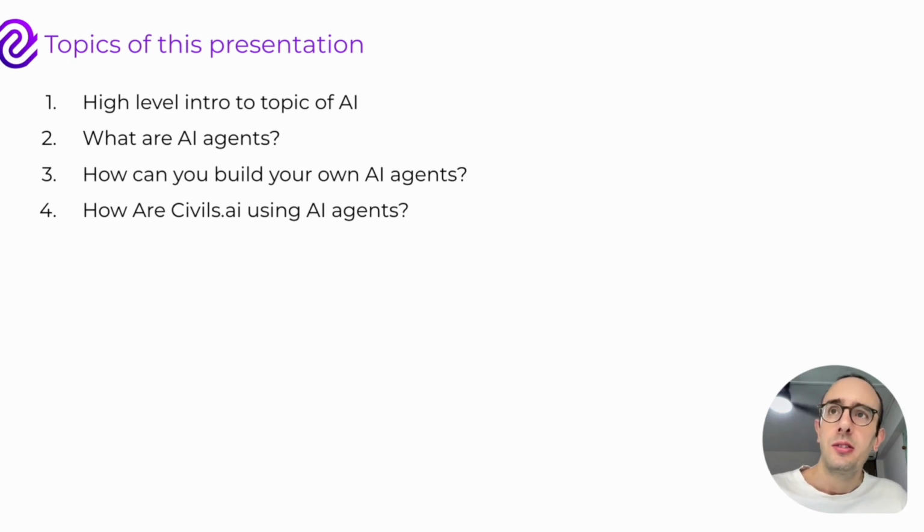So these are the topics of this presentation. Feel free to skip ahead to some section that you think is more interesting. I wanted to do some high-level intro into the topic of AI and try to explain it in simple terms that engineers and architects and BIM folks can all understand. Then I want to talk more specifically about this concept of AI agents, which I think is really powerful and kind of the future, and how you can build your own.